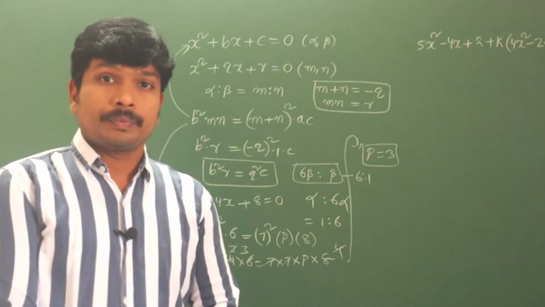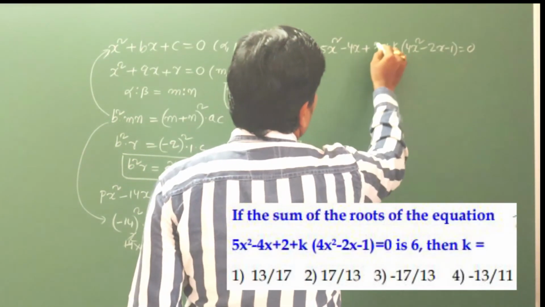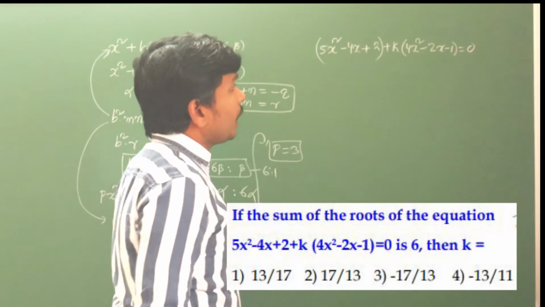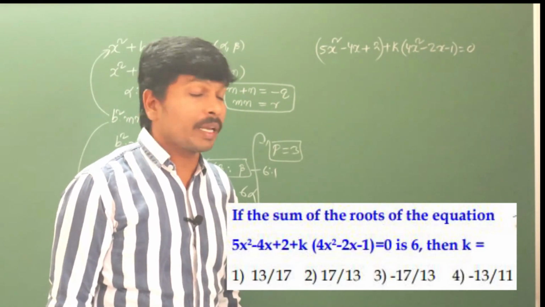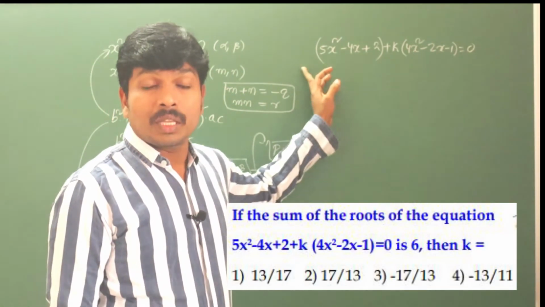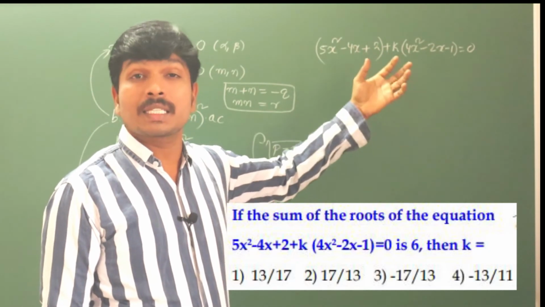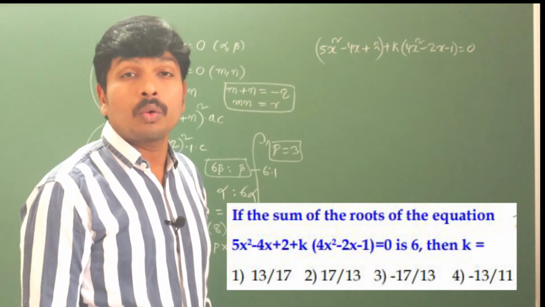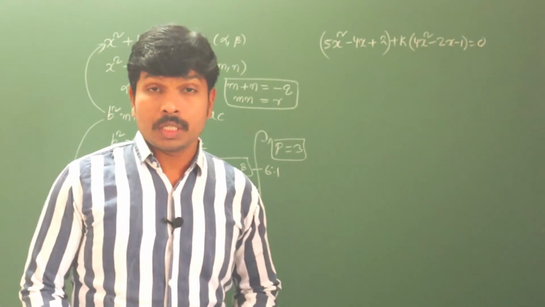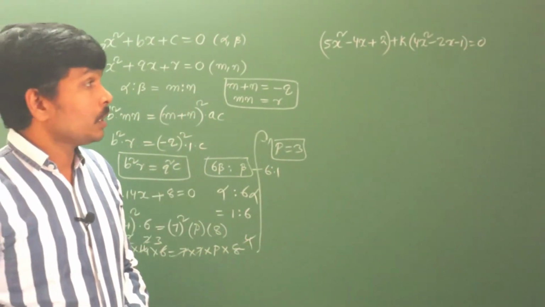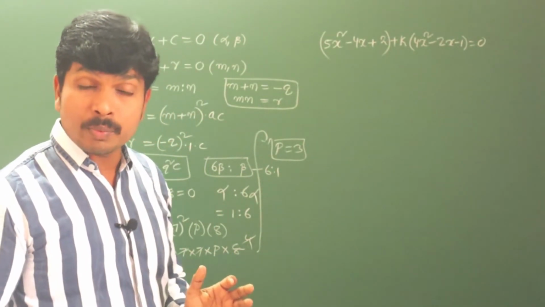Observe that problem. 5x square minus 4x plus 2 plus k of (4x square minus 2x minus 1) equal to 0. The sum of the roots is 6, then find the k value. How to find it? Sum of the roots is equal to minus b by a.